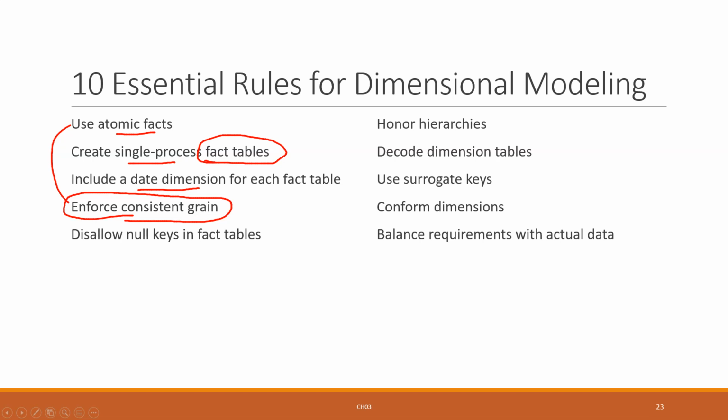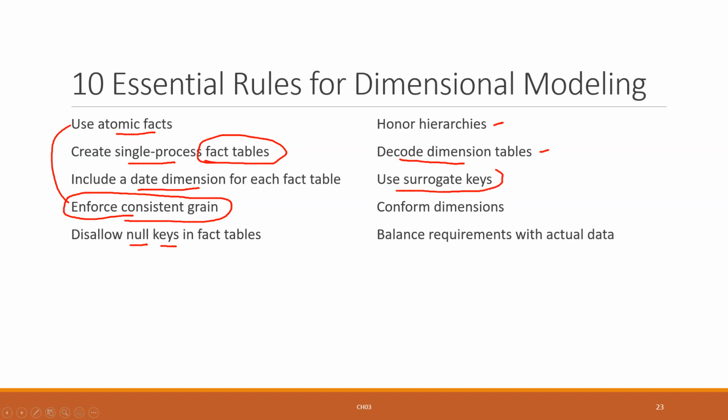Do not allow any null key values. And that's why we always have primary key, foreign key relationships in our fact tables. Identify our hierarchies and stay true to them best that we can. Decode our dimension tables so they're not too crazy. What we want to do when we decode our dimension tables is make our dimension tables easy to read.